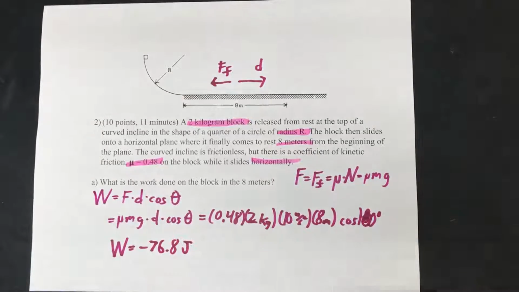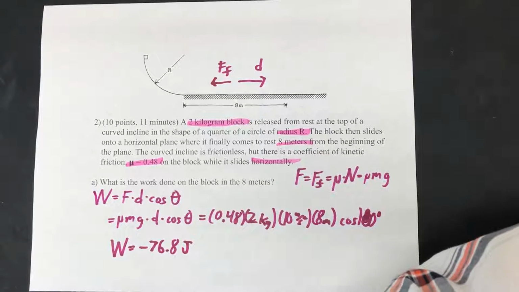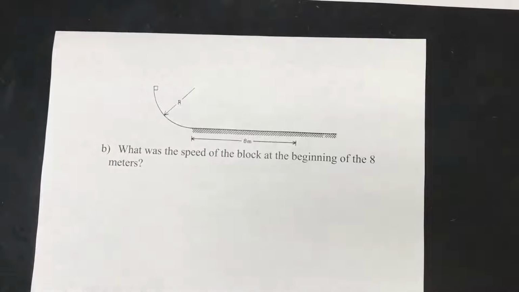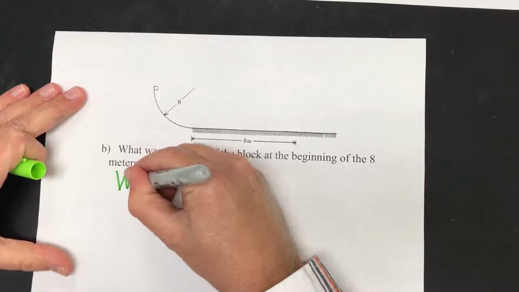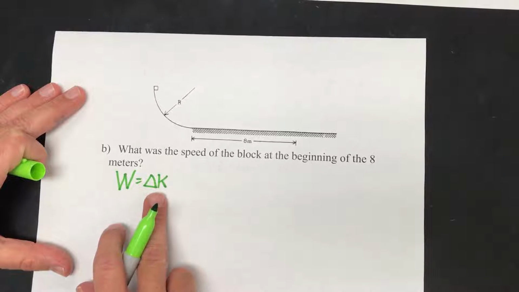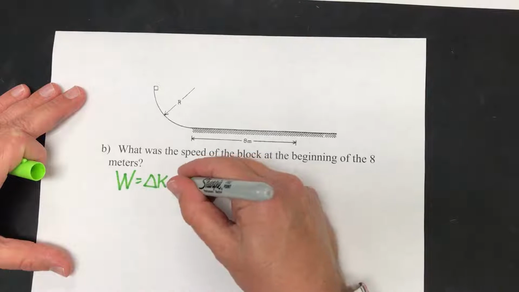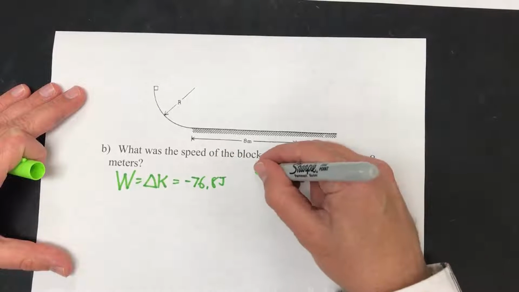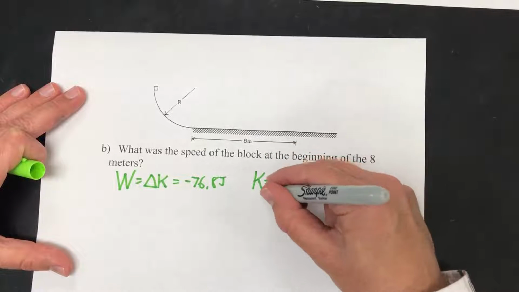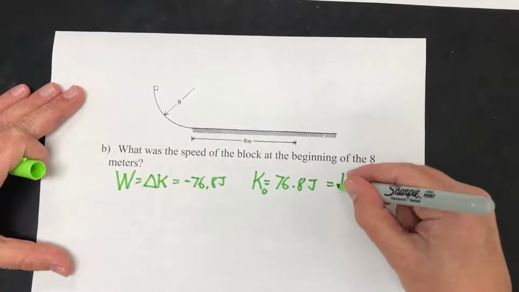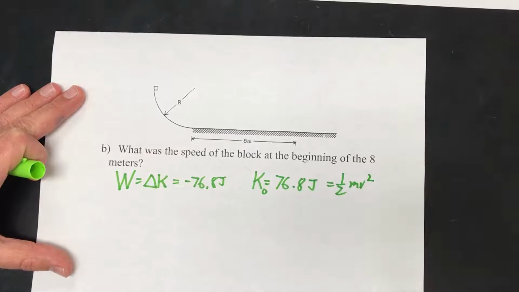So the next question says, what is the speed of the block at the beginning of the 8 meters? So remember to start this one off that the work is also equal to the change in kinetic energy. So we can figure out how much its kinetic energy changed because we already know its work. So we actually already know that. It drops 76.8 joules of kinetic energy. And since we came to a rest, that means that initially it must have had 76.8 joules of energy. So we can just set that equal to 1/2 mv squared and solve for our velocity.